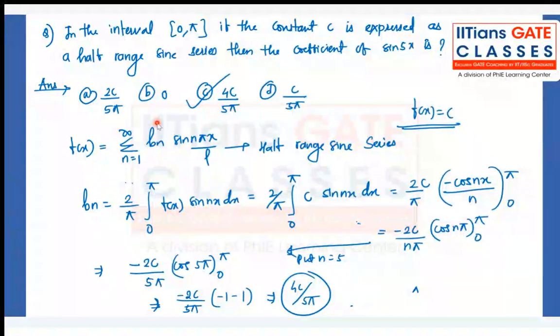So they are asking you to calculate b5. If you calculate bn and put n equal to 5, you will get b5. Are you following the procedure? Anyone have any doubt till this? Okay. If it is clear, then let's calculate bn and then put n equal to 5 in order to get b5.